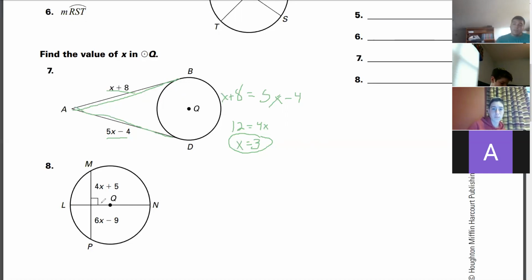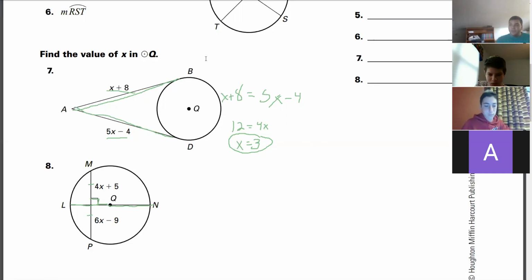Another rule is that you have chord MP. If chord MP is perpendicular and or perpendicular to a diameter, could be a radius also technically. So if they're perpendicular, then you know this is being bisected. If they're being bisected, they're both equal to each other.